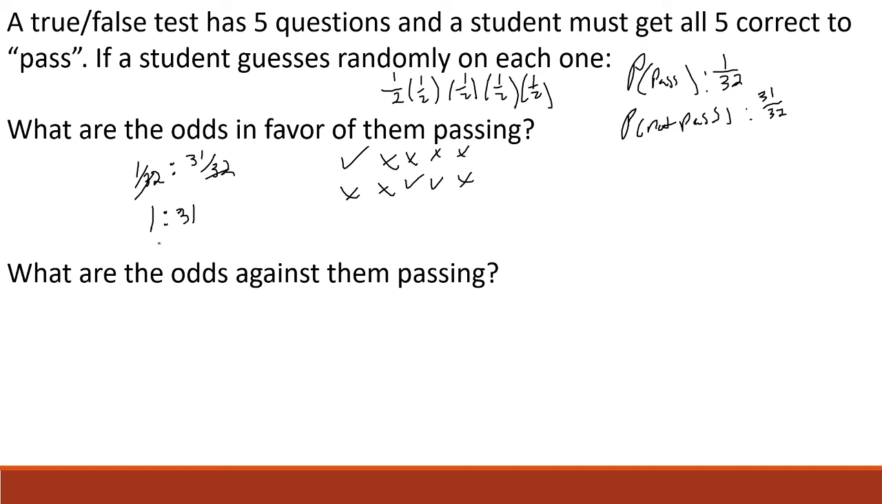And the odds against would just be the reverse. The odds against would be 31 to 1, because there's 31 ways to fail, there's 1 way to succeed.